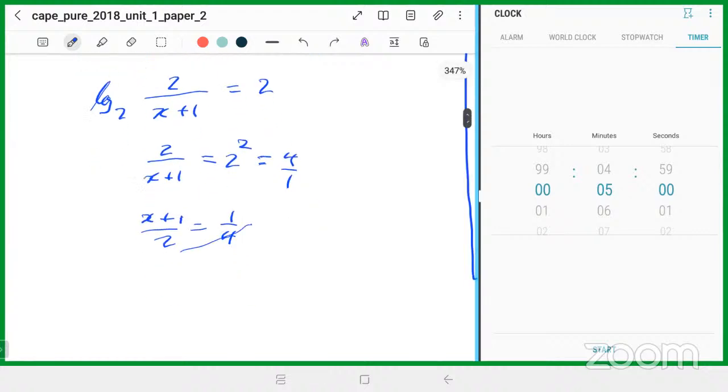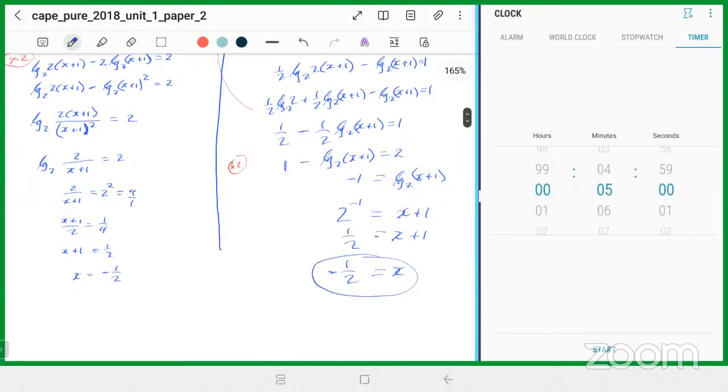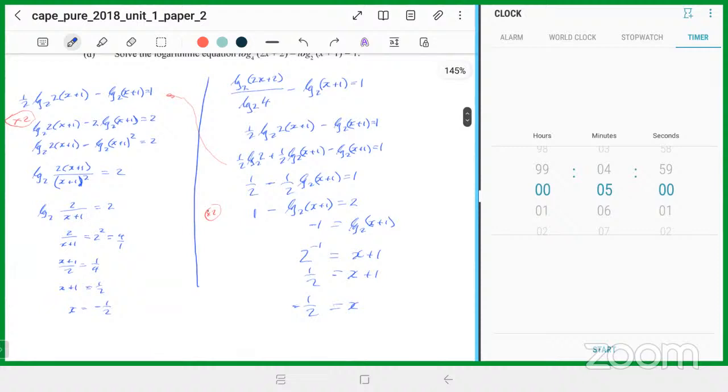Multiply this 2 across here, I get x plus 1 equals, I multiply this 2 over here, 2 times a quarter is a half. And then take this one and subtract it, I get x equals minus a half. Same answer. X equals minus a half. Doing it 2 different ways. That's it.